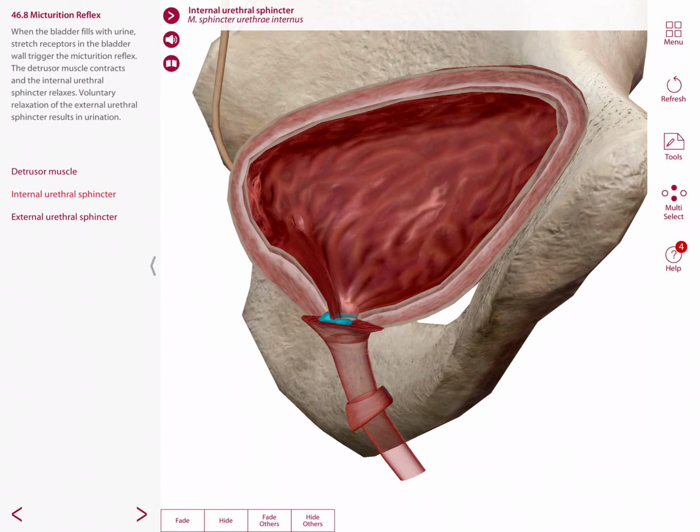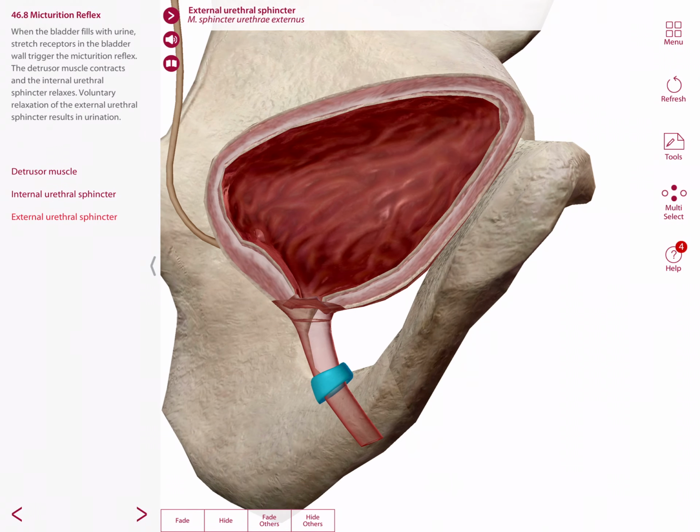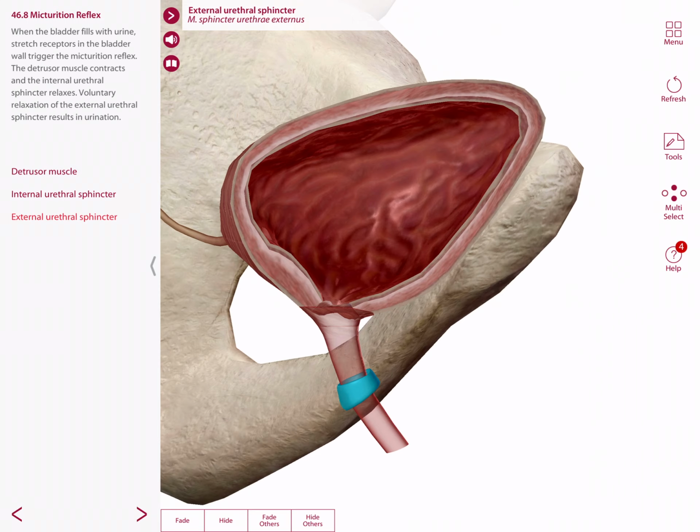We also have an external sphincter. So the external sphincter right there, and this is a female anatomy, it looks like. So the external and internal are both found in male and female, but the external sphincter is skeletal muscle. So this one is voluntary control.